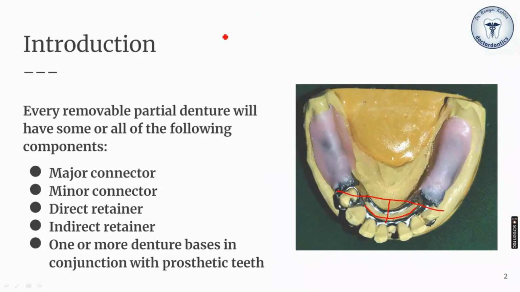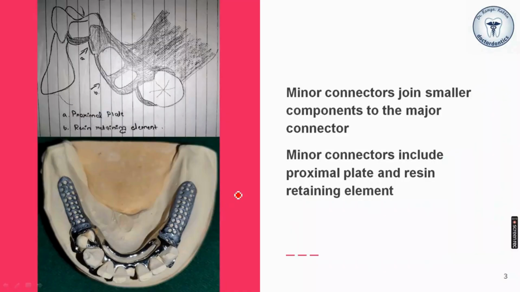Next part is the denture base. The denture base is the part which holds the prosthetic teeth. Next, coming to the minor connector, as I already told you, it joins the smaller components to the major connector. In this picture, you can see the proximal plate and a resin retaining element. This is a resin retaining element, which will look like this without the acrylic part. It will hold the acrylic part, and these pores will give you retention for the acrylic, so it will not get detached from it.